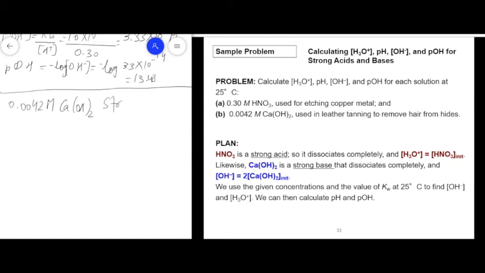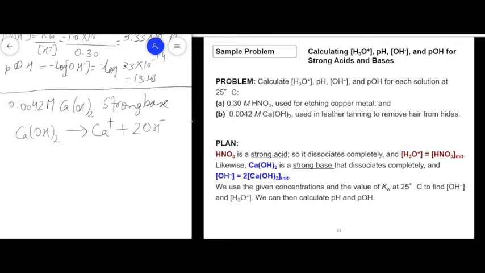Since this is a strong base, it's the same concept. All the base is going to be donating all its OH ion or accepting all the protons. So all the base is going to dissociate. All calcium hydroxide in this case is going to dissociate to produce calcium ion plus hydroxide ion.